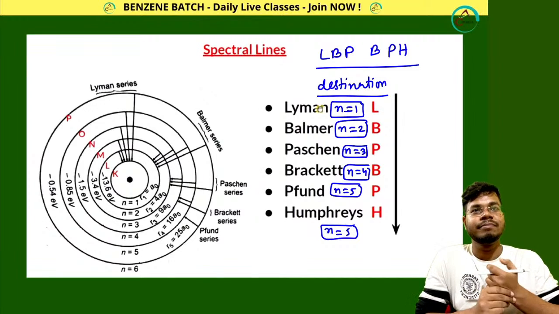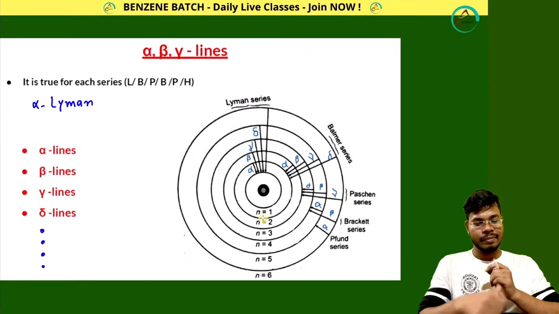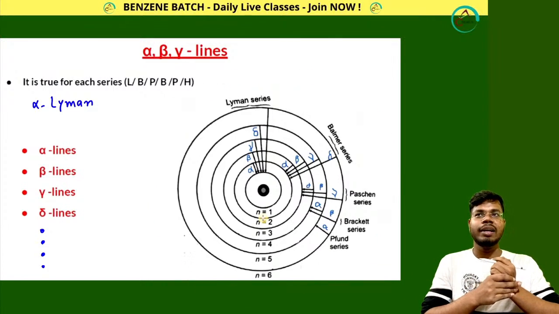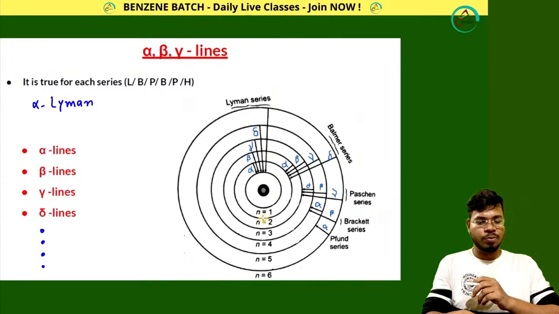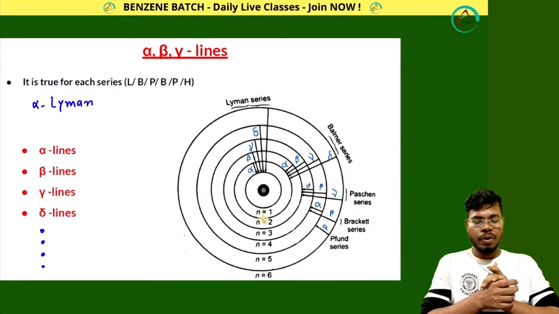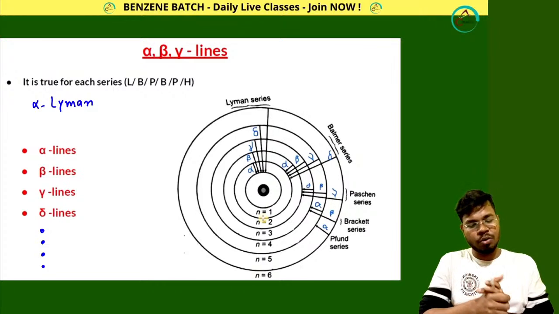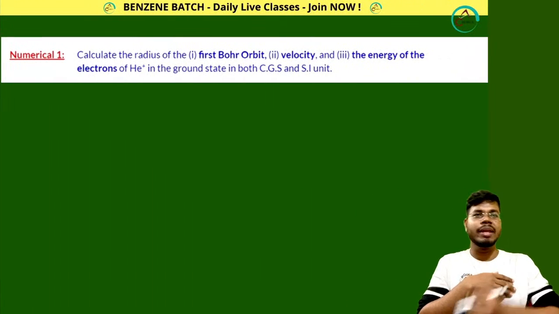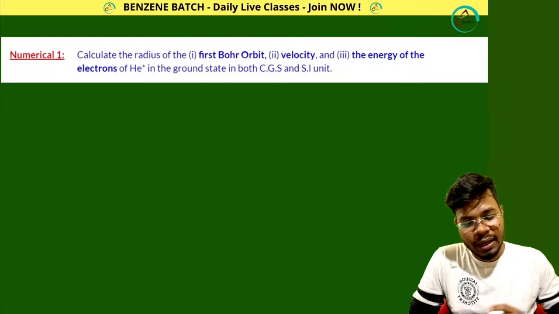Okay, good, very good. Actually, I told you this in the last Bohr theory video. I hope you understood all these things. Then I am moving to the corresponding numericals. So this is our numerical number 1.